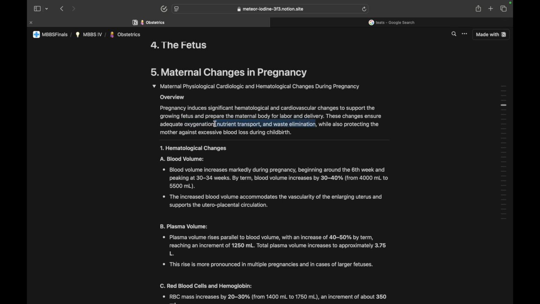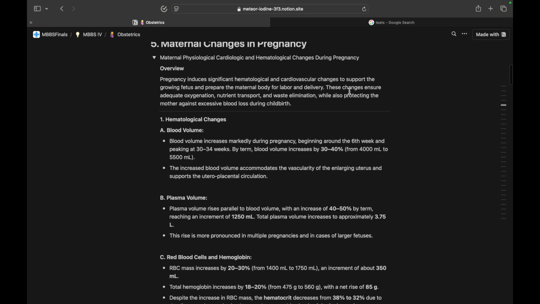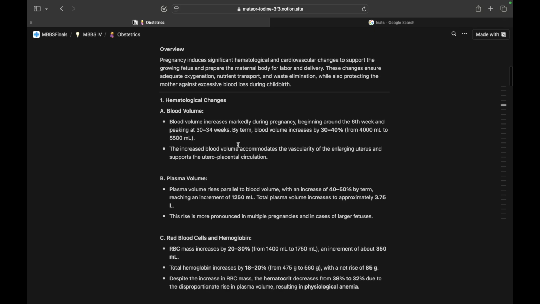We have already seen the functions of the placenta, and these maternal changes help support that. We all know the placenta is the main link between the maternal and the fetal side. So supporting the functions of the placenta forms the main basis of maternal changes, while protecting the mother against excessive blood loss during childbirth. So this also forms an additional function of these maternal changes.